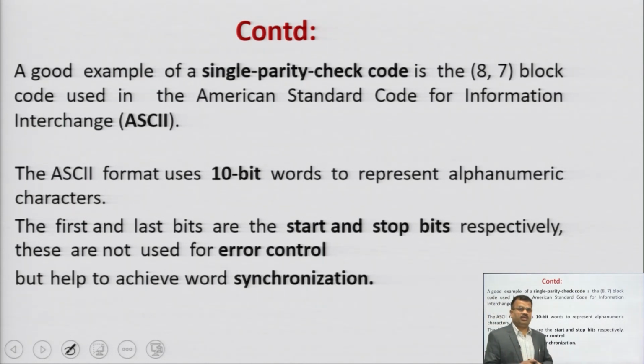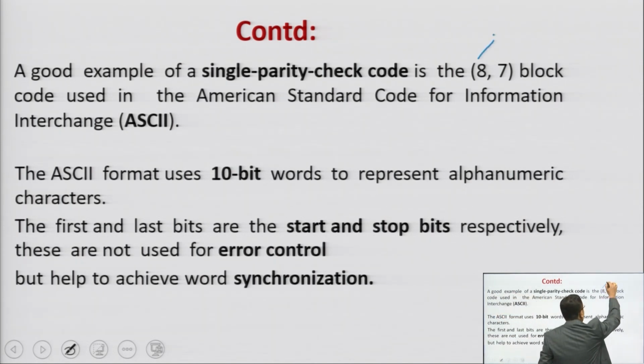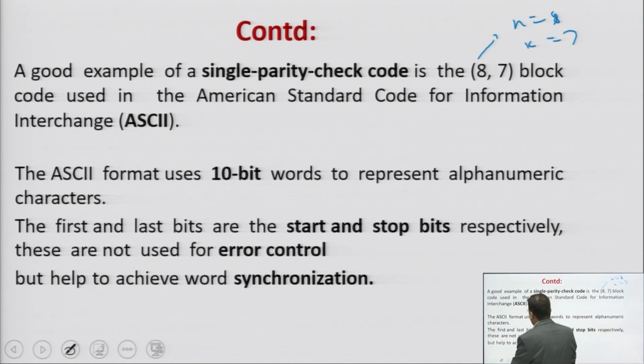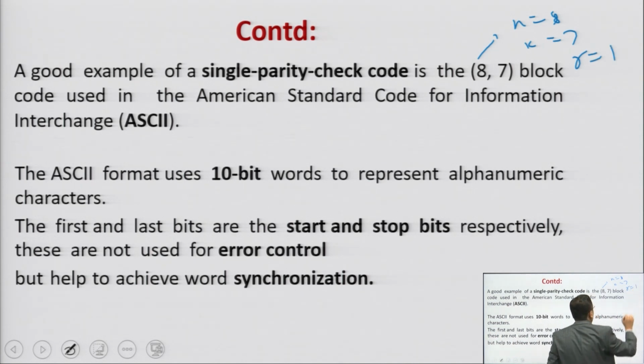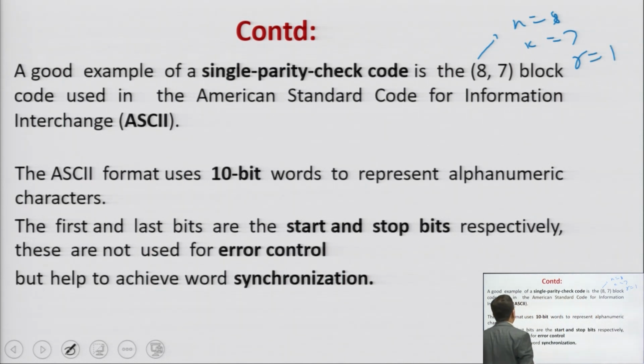Now, a good example also I can take here, single parity check code, that is 8,7 block code. 8,7 means what? Here n is equal to 8 and k is equal to 7. So, 7 input bits से आप 8 bit का code word generate कर सकते हो. तो here your parity bits is what? R is equal to 1. That is why I am calling it single parity check code, because here parity bits only 1.